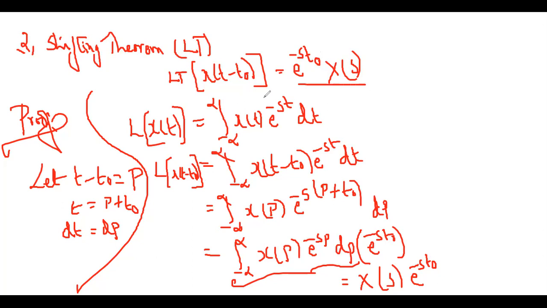Similar to the time shift property we learned in the Fourier transformation. What is the Fourier transformation? The Fourier transformation of x of t minus t naught is e power minus j omega into t naught x of omega. Instead of j omega, here it is s only. Okay, and the change of omega to the s value becomes the Laplace transformation.